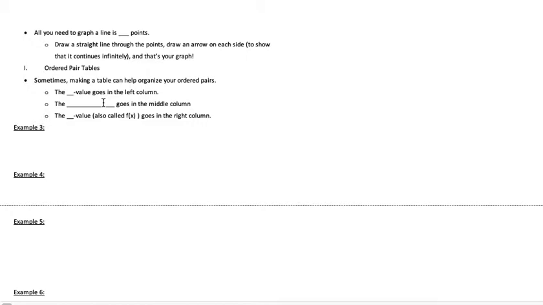Okay. Sometimes making a table can help organize your ordered pairs. The x values go in the left column. The function, whoops, that does not say function, just kidding. Function goes in the middle column, and the y value, which is going to be your output, also called f of x, goes into the right column.